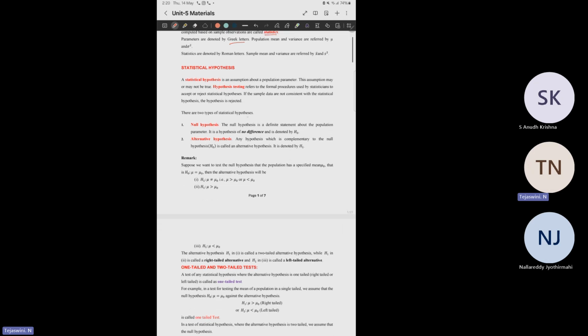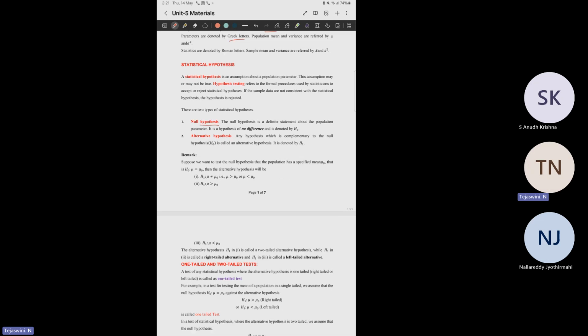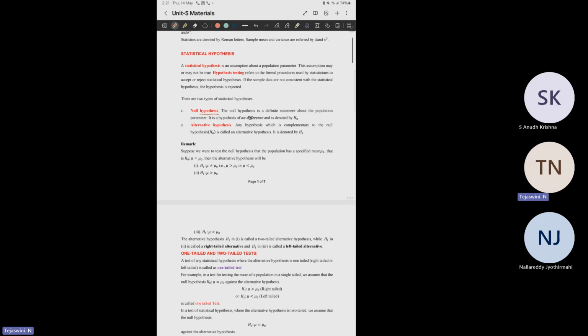There are two types of hypothesis. Null hypothesis means that there is no change. That is our initial hypothesis, the initial assumption we made. In the vaccine case, it is that the vaccine is effective and it is working. Alternative hypothesis is any hypothesis that is complementary to the null hypothesis. For example, if the vaccine is not working, or if the number of people who respond to the vaccine in a positive way is less than the expected mean, and so on. It is called the alternative hypothesis.